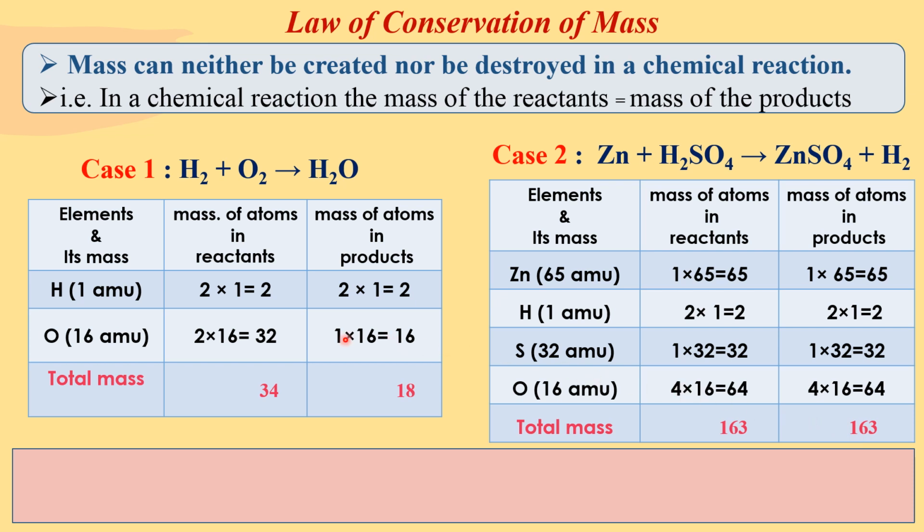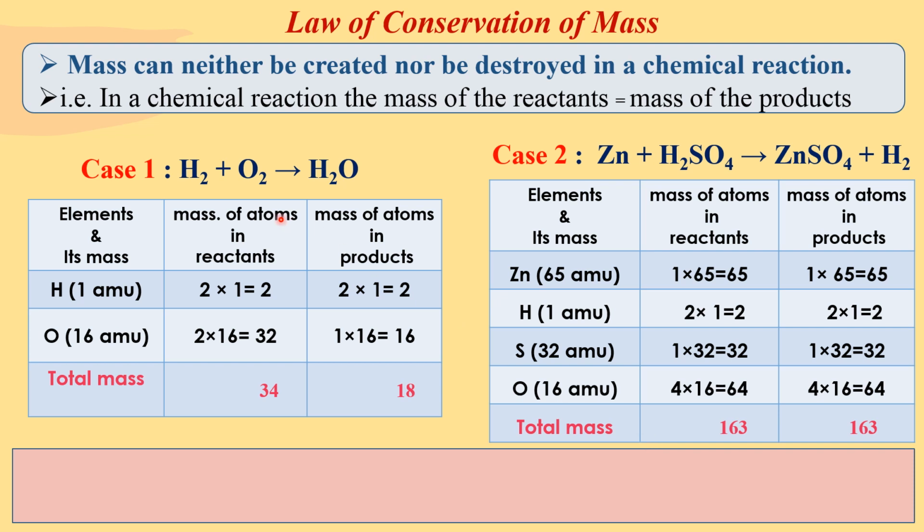Now, observe the values of total mass of reactants and products under case 1 and case 2. You can see that under case 1, the total mass of the reactants and products are not equal. It's 34 and 18 respectively. Whereas under case 2, the total mass of the reactants and products are equal. It's 163 in both cases. What could be the possible reason for this? Why is the total mass of the reactants and products different for case 1 and equal for case 2?